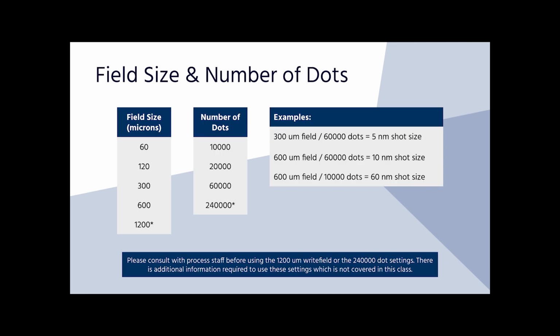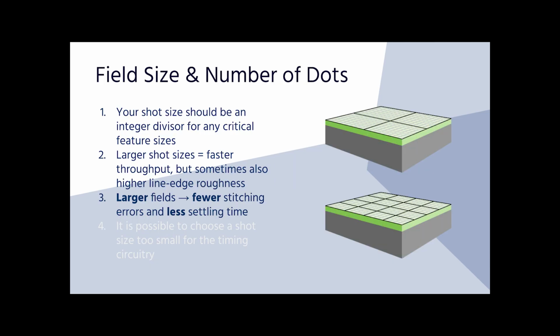Let's look at what we needed to do to get a 5 nanometer shot size. We needed to use a 300 micron write field instead of a 600 micron write field. Larger field sizes means that you'll have fewer stitching errors in your pattern. A stitching error is when there is a discrepancy between shapes at the edge of a field. And because the stage has to settle after every move, you have less stage settling time with a larger field as well. If shot size is not a limiting factor, you will generally want to use the largest field size available to you.